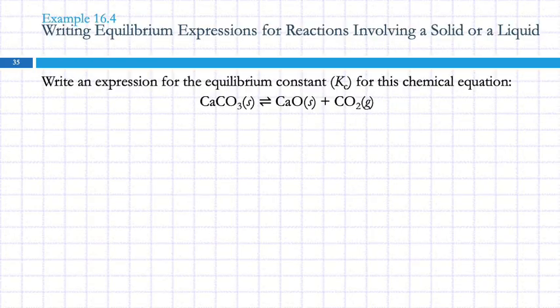What's the equilibrium constant expression, Kc, for this chemical equation? What's it going to be? Just the concentration of CO2. This is a gas. These are both solids. Solids don't get included because their concentrations don't change. So this equilibrium constant is just the partial pressure of CO2. The molarity of CO2.